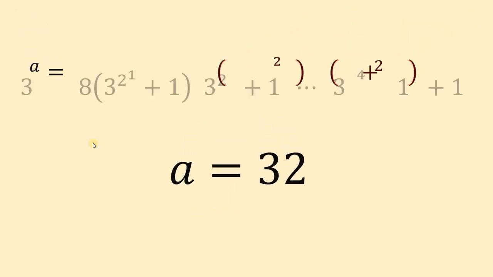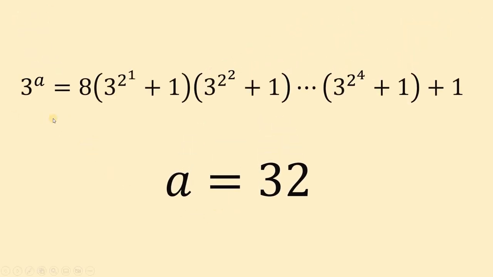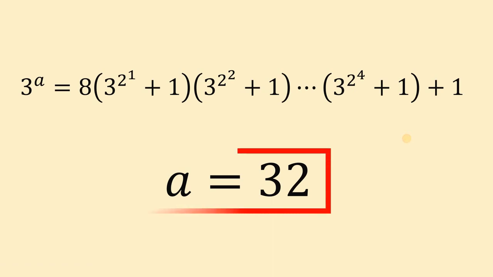Therefore, our answer to this question, the value of a in this equation, 3 raised to a equals 8 multiplied by (3 raised to 2 raised to 1, plus 1) times (3 raised to 2 raised to 2, plus 1) all the way up to (3 raised to 2 raised to 4, plus 1), plus 1, is simply 32. And as always, we are done.